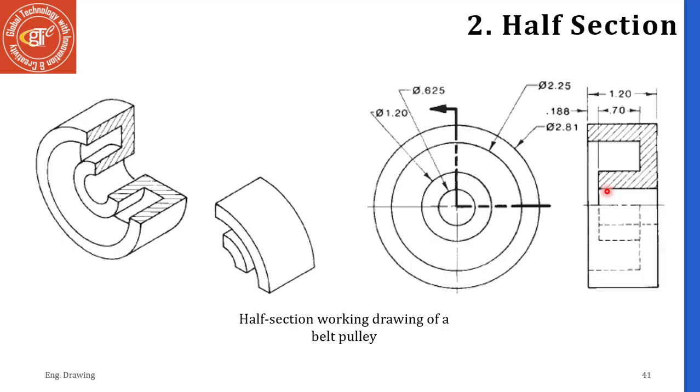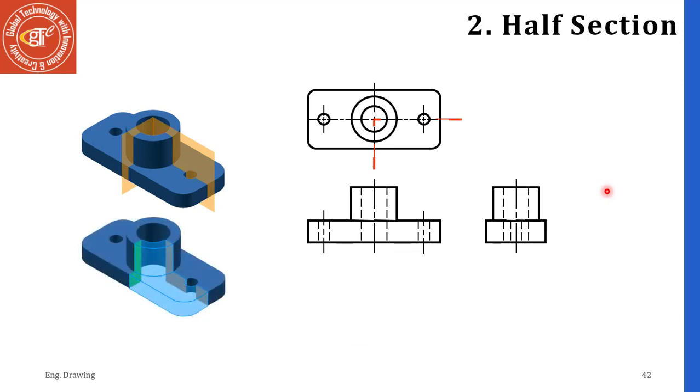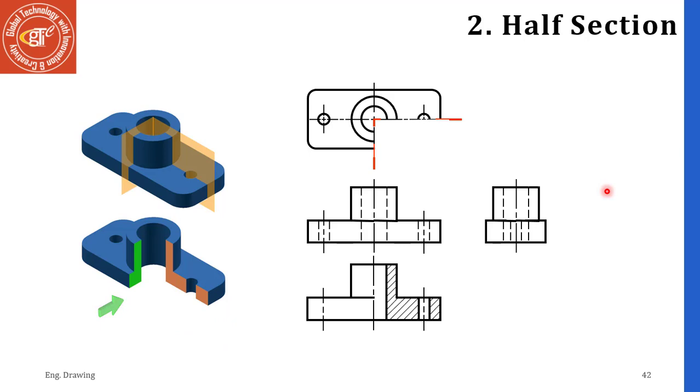Here is another example of a half section working drawing of a belt pulley. Another example. So we remove the quarter part of the object and then draw its sectional view.